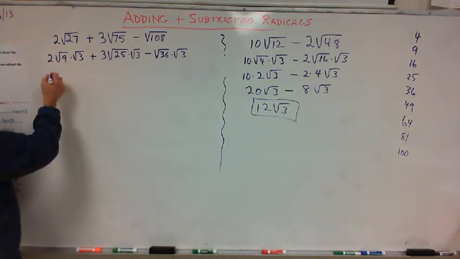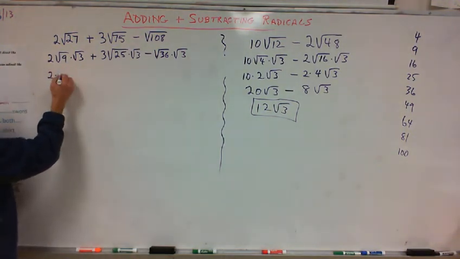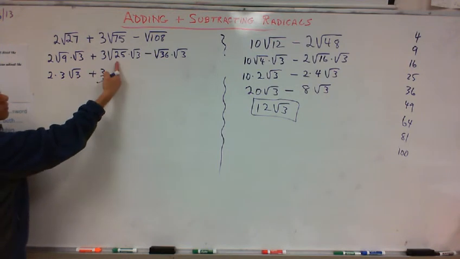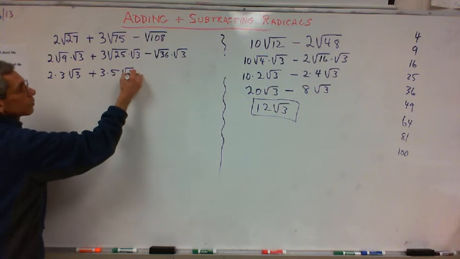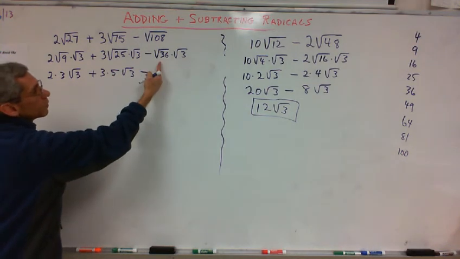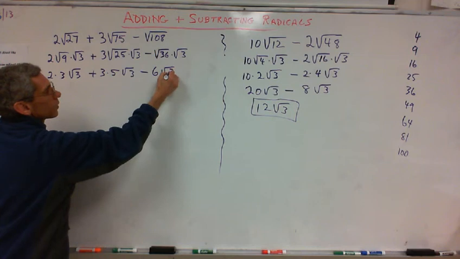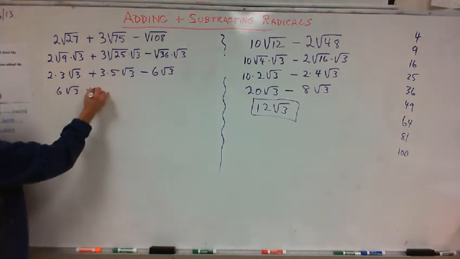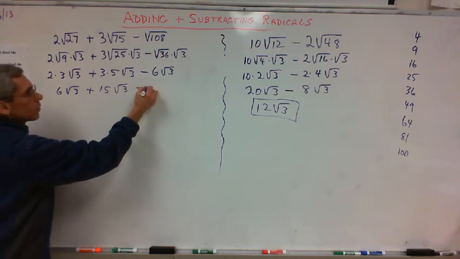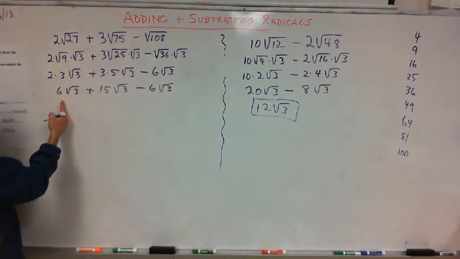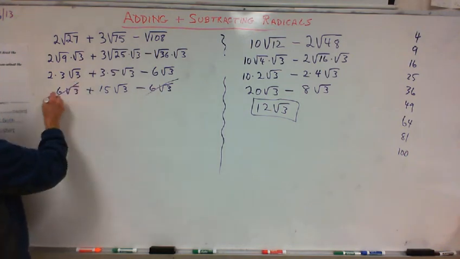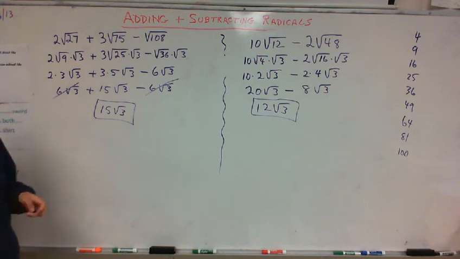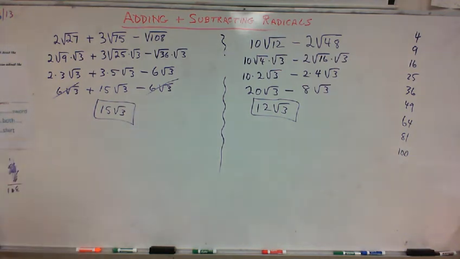So, we got 2 times what? 3. 3 times the square root of 3, right? Plus 3 times 5, 5 times the square root of 3, minus 6 times the square root of 3. So, what do I have? I've got 6 square root of 3's plus 15 square root of 3's minus 6 square root of 3's. So, do you see that? 6 square root of 3 minus 6 square root of 3, they cross out. And I have 15 square root of 3's. Great. Pretty straightforward. They're actually kind of fun.